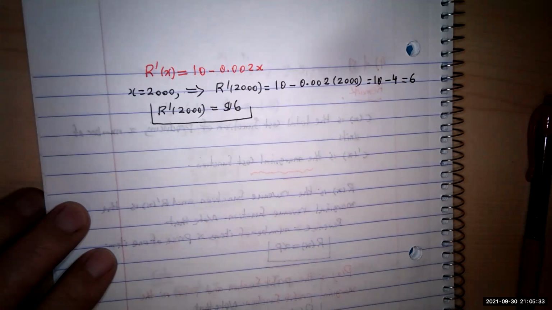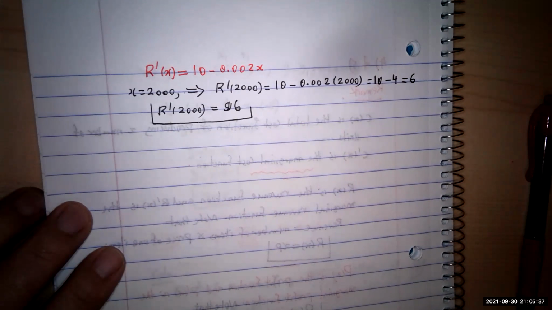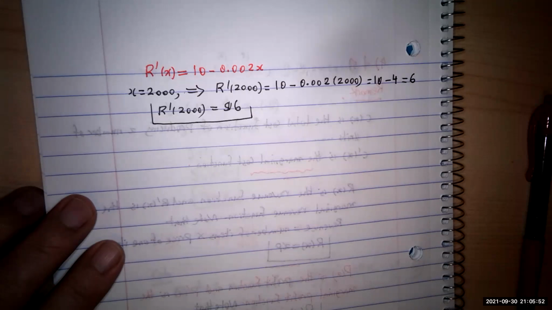What is the meaning of this one? Any suggestion? Remember, the 2000 units are the MP3 headphones. So they are selling, for example, the MP3 headphones and they make money. So when you say R prime of 2000 equal to $6, what does it mean? Any suggestion?